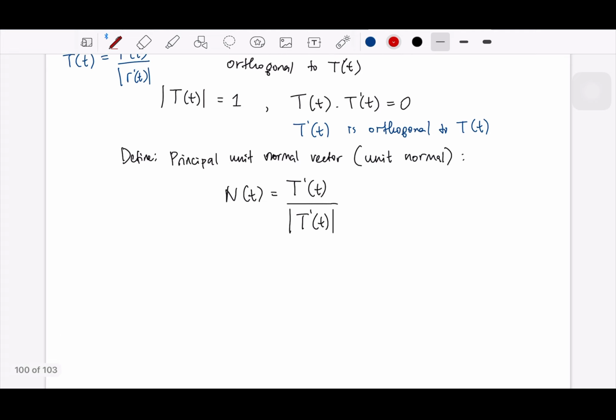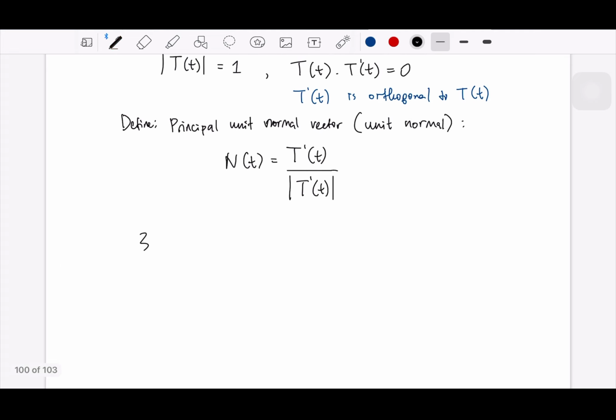And now, what is the binormal vector, or b of t? So the binormal vector is perpendicular to t and n.